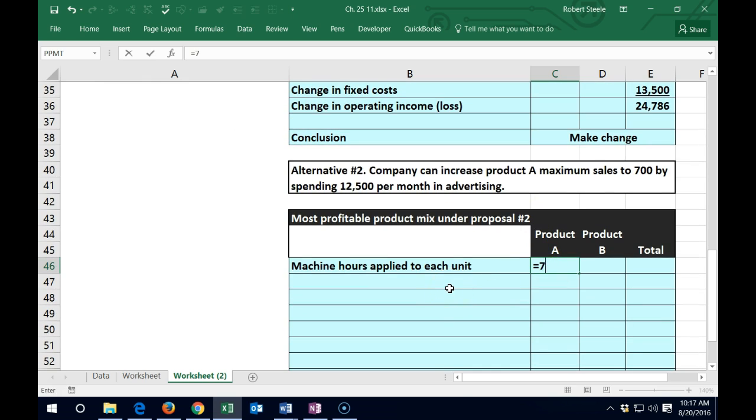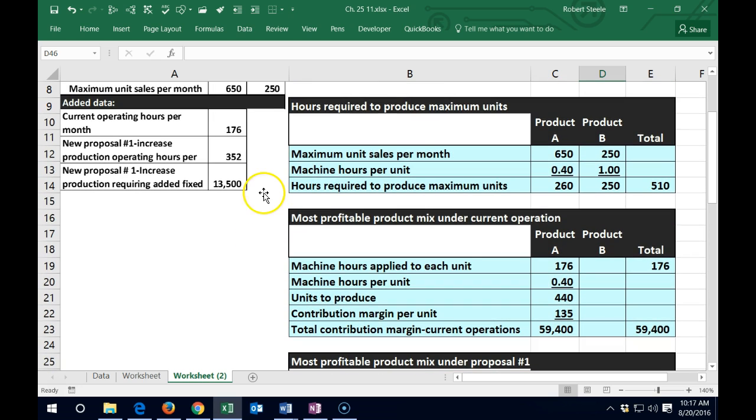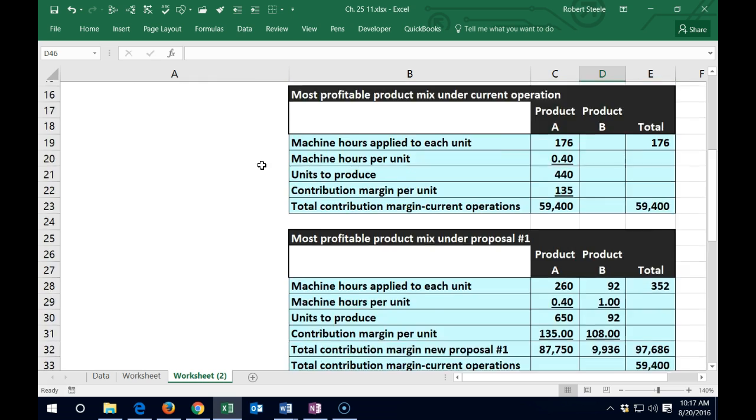So we're going to take the 700 and we're going to multiply it times the 0.4 because it takes 0.4 per unit, 0.4 machine hours. Therefore, we have the 280 here. So 280 units, and that will maximize product A, meaning 280 machine hours. We're applying all the machine hours we can to get to that maximum sales number that we think we can sell according to the marketing department. So now we're going to say that the added hours, remember that we have capacity of 352.